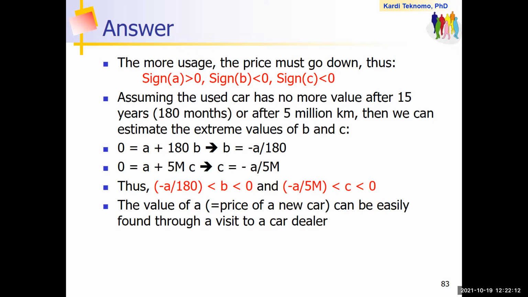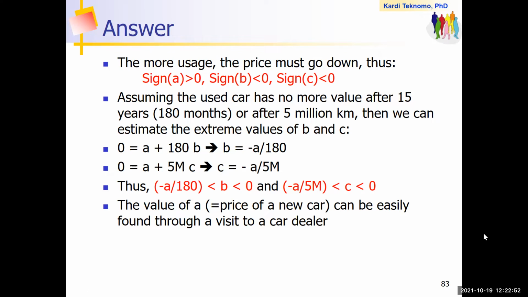So then how to get the range? You can assume that the used car has no more value after 15 years. So 15 years is 180 months, or after 5 million kilometers. This is the extreme value, right? So then you can put it into the equation to get the values of B and C in terms of A. So now you get the relationship between A and B, and then A and C.